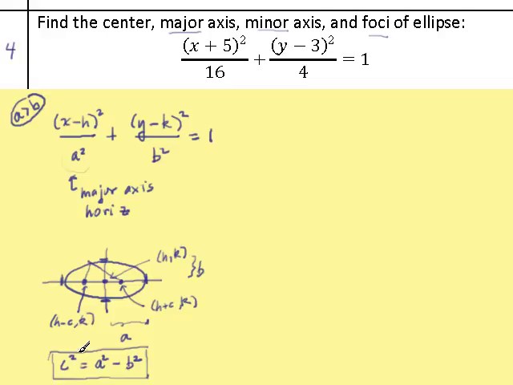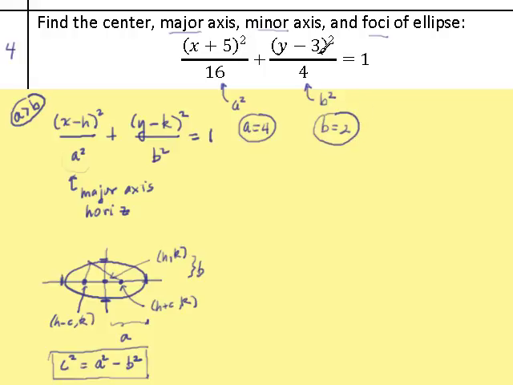And we have this relationship here. All right, so what we want to find is this information. Okay, so in this ellipse, 16 is equal to a squared, and 4 is equal to b squared. So we have a is 4, and b is 2.